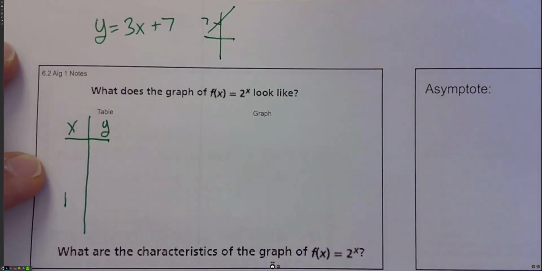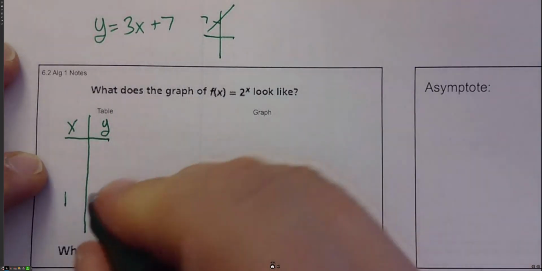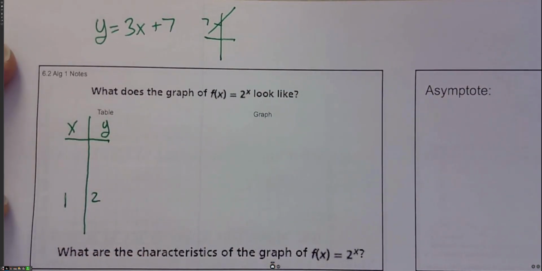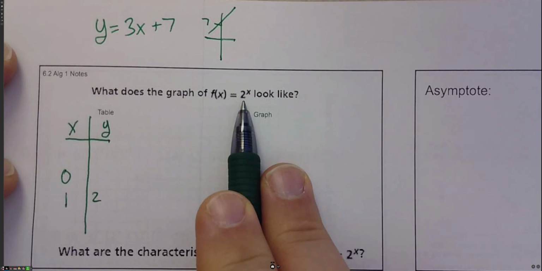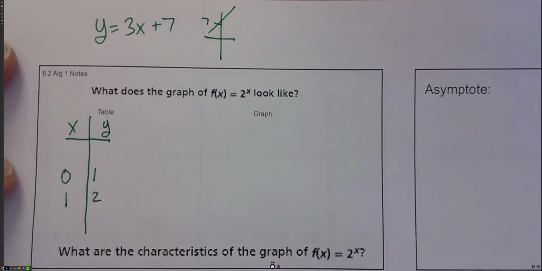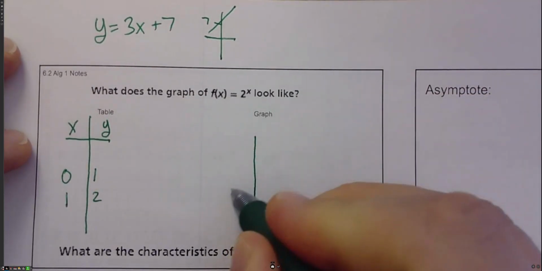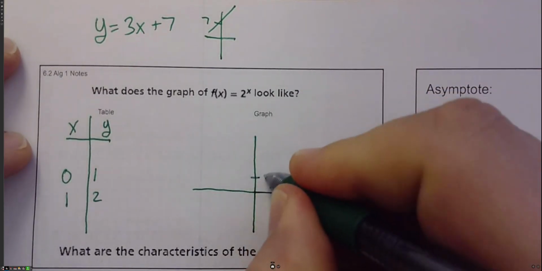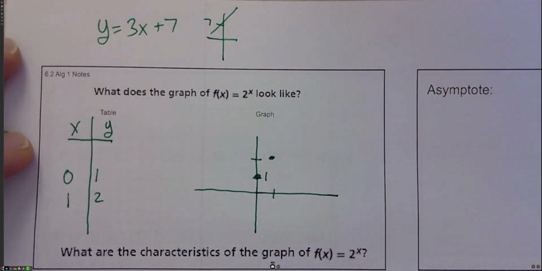If I put 2 to the 1, what does that equal? Just 2, right? So if I plug in 1 here, I'm going to get just 2. What's another value we should consider? I agree. 2 to the 0 equals 1. Anything to the 0 power. So I'm going to make a graph and plot these points. I have 0, 1. I've got 1, 2. Okay, so far.